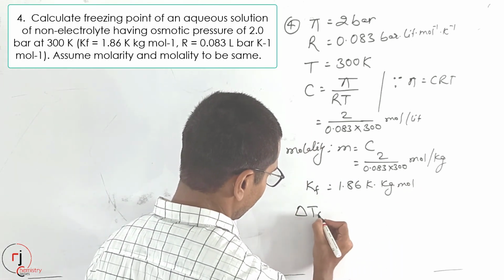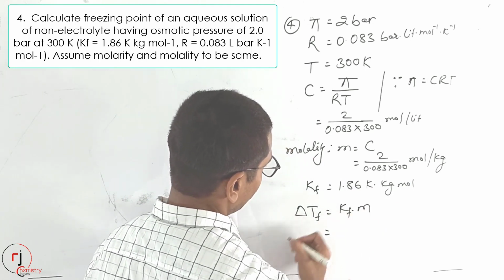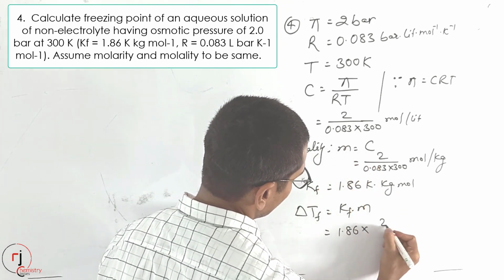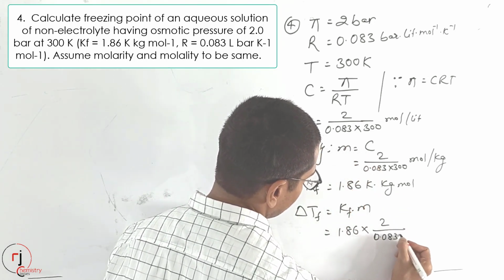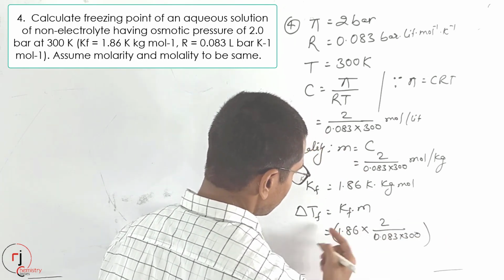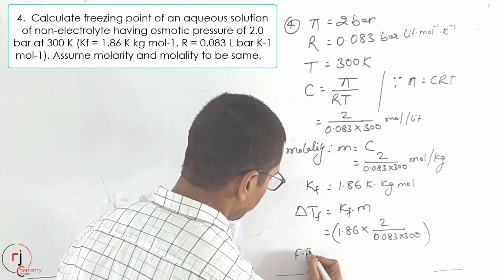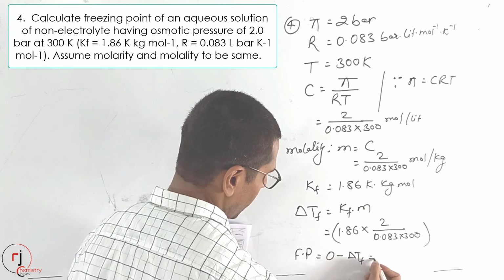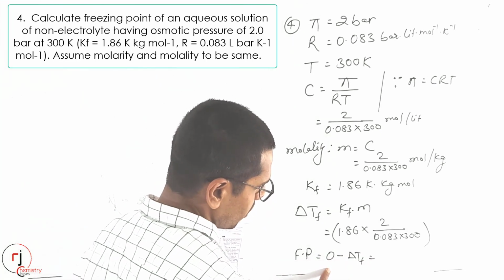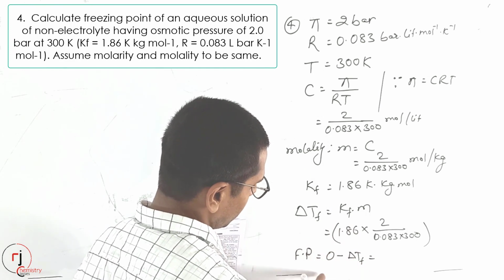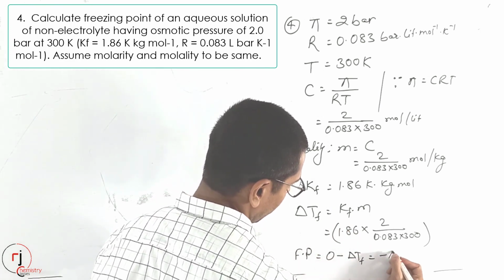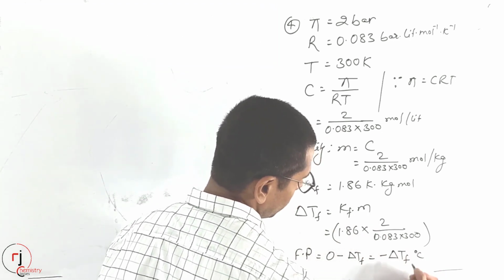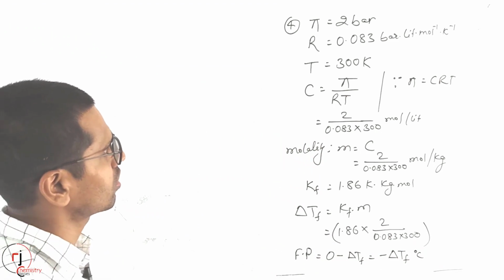So first we determine ΔTf, which is equal to Kf into m. What is the value of Kf? That is 1.86 into molality, and the value of molality is 2 by 0.083 into 300. Okay student, this is ΔTf. So what will be the freezing point of solution? That is 0 minus ΔTf, because 0 is the freezing point of pure water. After this much depression, the freezing point will be equal to minus ΔTf. Whatever its value, this many degrees Celsius is the freezing point of the given solution.